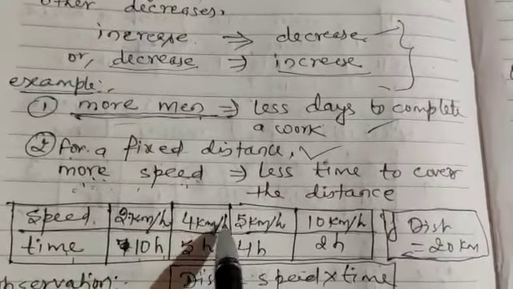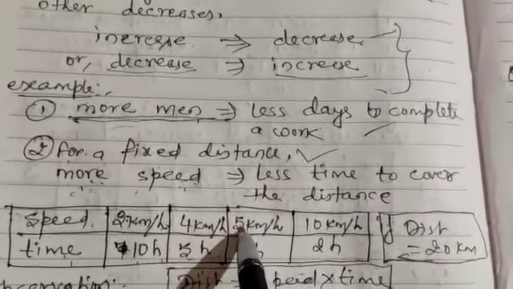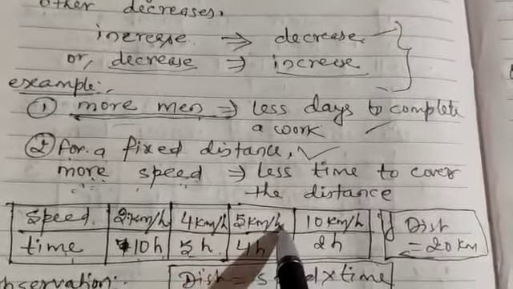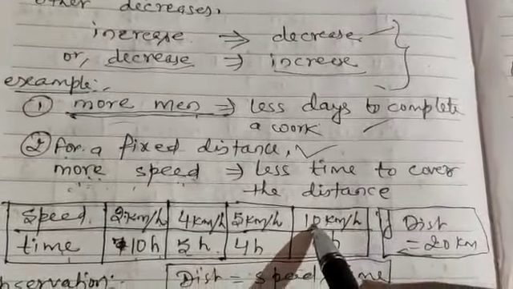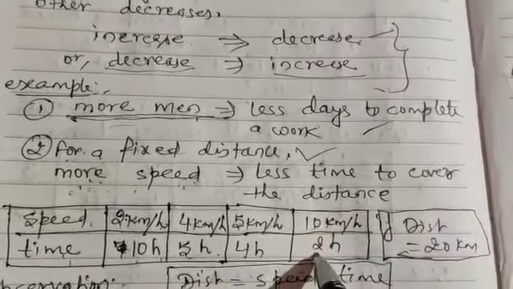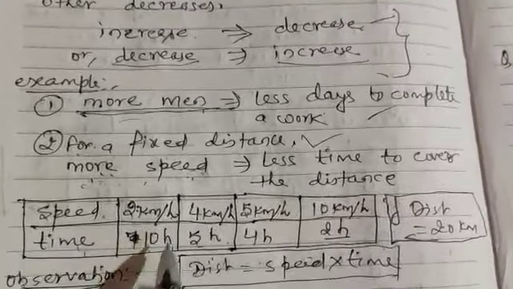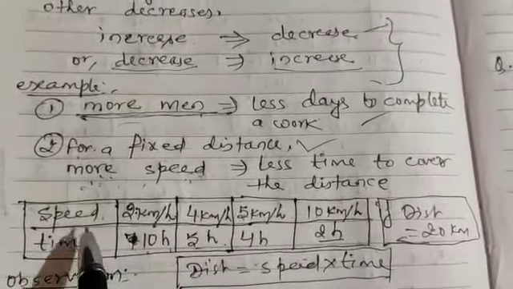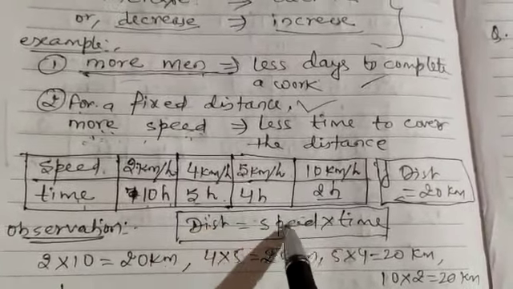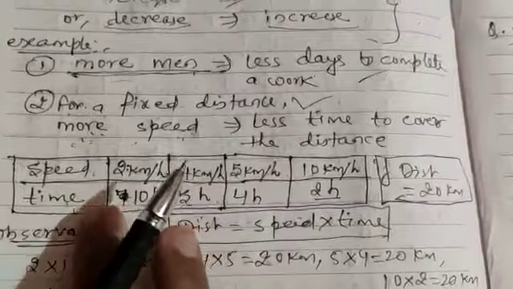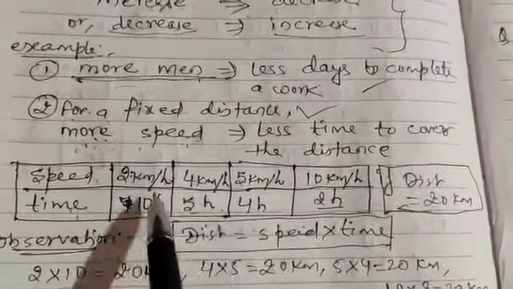If your speed is 4 km per hour, then you will take 5 hours. If you are driving at 5 km per hour, you will take 4 hours. And if your speed is 10 km per hour, your time taken will be 2 hours. So from this simple chart, what do we observe here? Obviously distance is equal to speed into time. So leave this. You try to make some result from this chart.